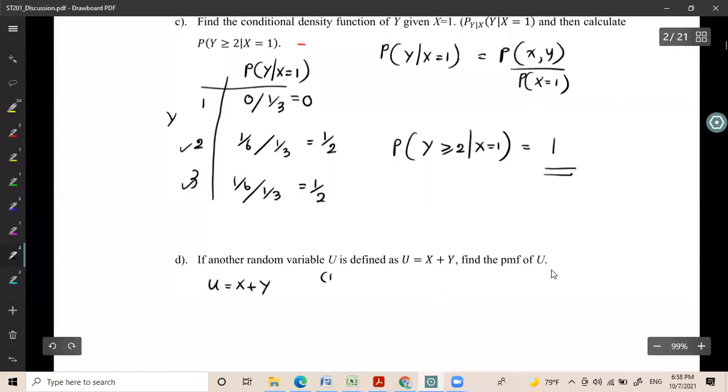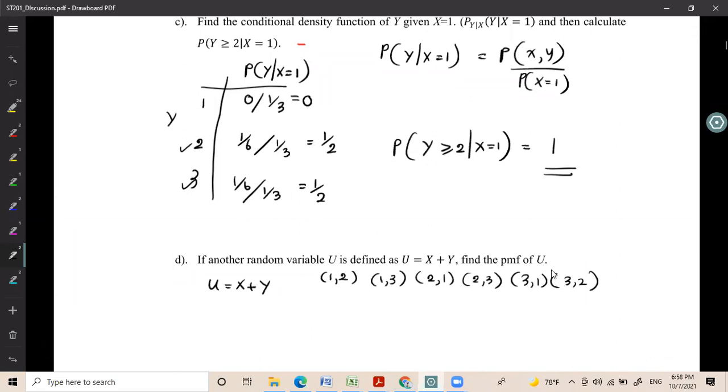You can have 1 and 2. You can have 1 and 3. 1 and 1 is not possible because the probability is 0. Then you have 2 and 1. You can have 2 and 3. Then you can have 3 and 1. And you can have 3 and 2. So these are the possible combinations of X and Y.